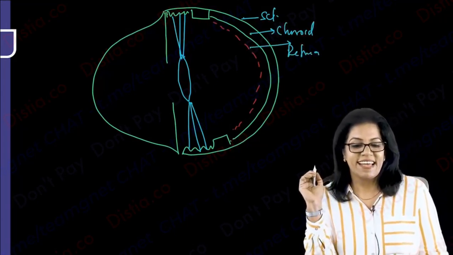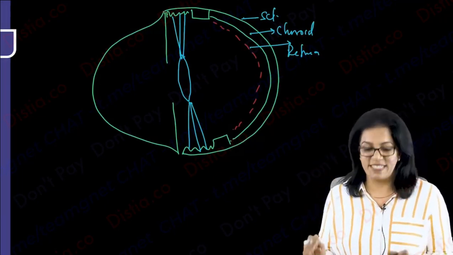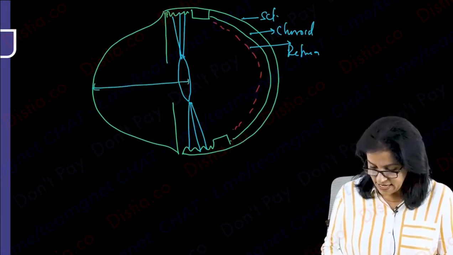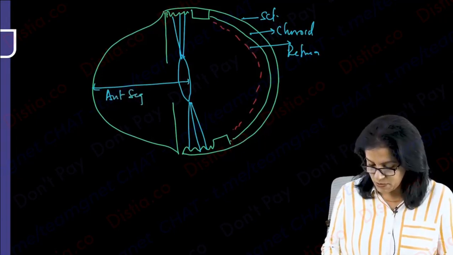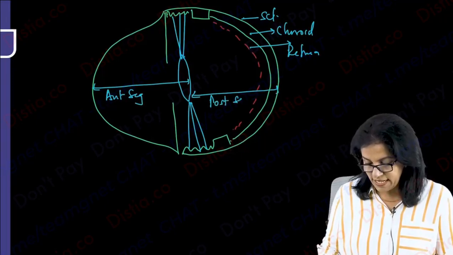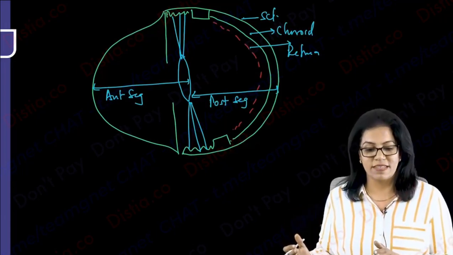Done? Now we will learn that the whole eyeball is divided into two segments. One is your anterior segment and the second is your posterior segment. Including the lens and anterior to the lens is your anterior segment, and behind is your posterior segment.